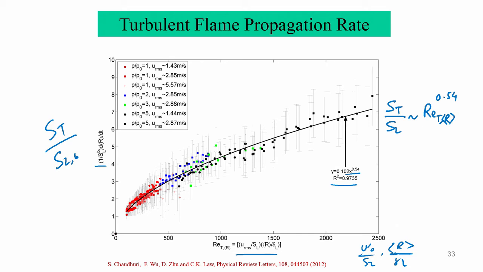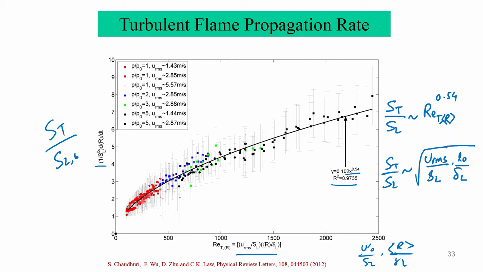First of all, most of the experiments are in the thin reaction zone regime, and you saw by Damköhler's work, as well as by our calculations and analytical work, that ST by SL for a statistically planar flame can scale as URMS by SL times L0 by LL, or your integral length scale by flame thickness, which is the symbol that we use here. But that was for a statistically planar flame.